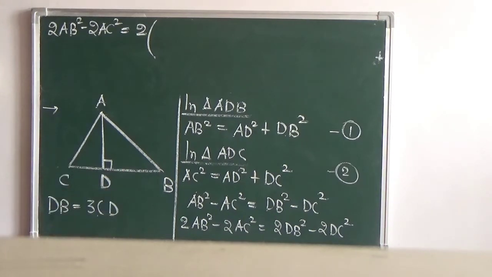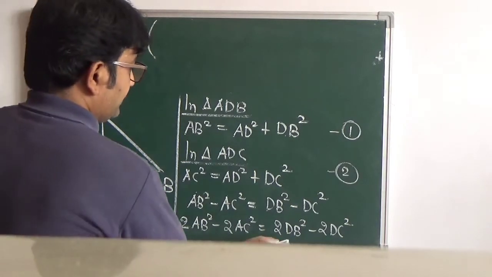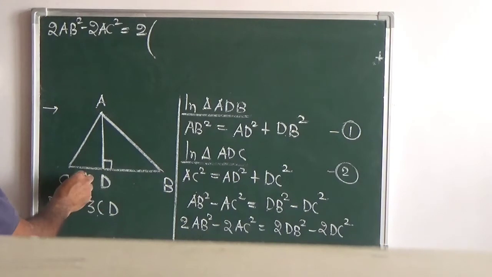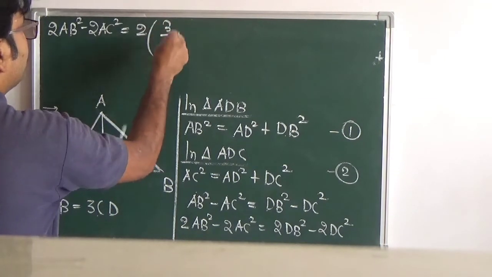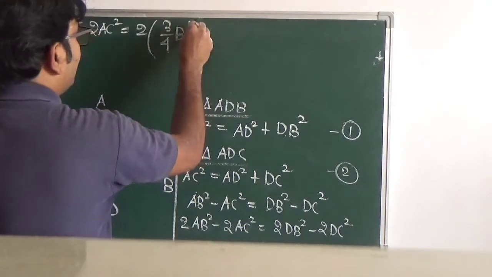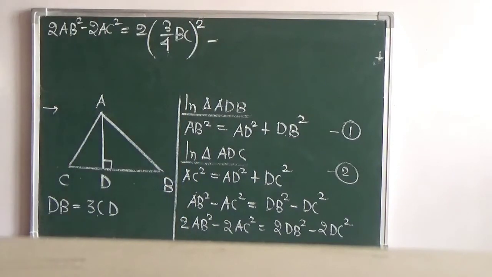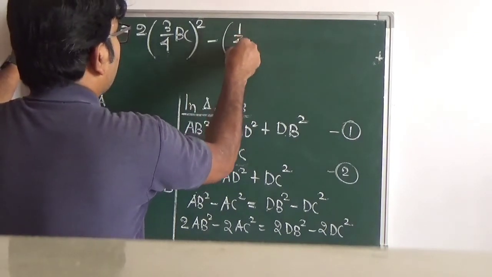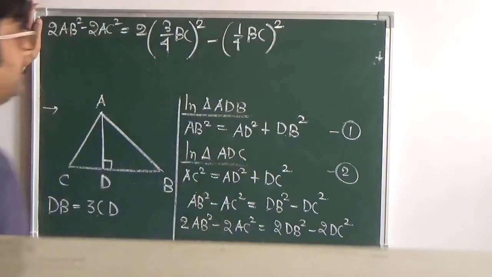What is given actually? DB equals thrice CD. So this is 3 by 4, and we need BC in the final answer. So this is 3 parts and 1 part. We can write DB as 3 by 4 BC, whole square, minus twice DC square. DC is 1 by 4 of BC, so 1 by 4 BC whole square.